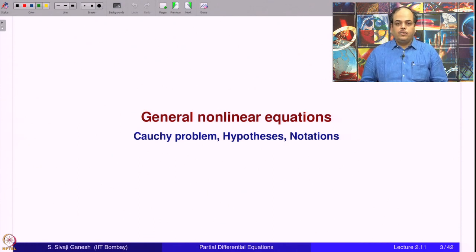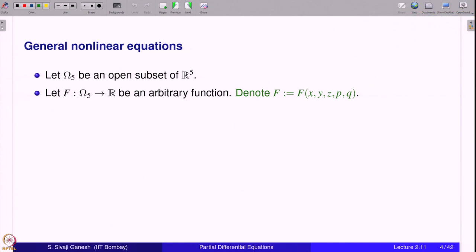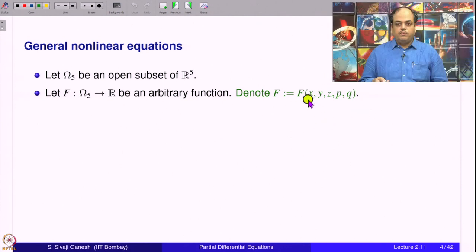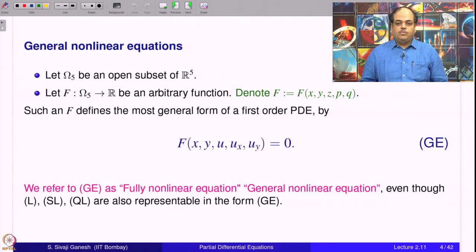So, let us recall the notations and various hypotheses involved in the Cauchy problem for general nonlinear equations. F is the function which is going to define the general nonlinear equation. The arguments of F have been written as x, y, z, p, q, so it is defined on 5-tuples lying in omega phi, which is an open subset of R^5. Such an F defines the most general form of a first order nonlinear PDE by F of x, y, u, u_x, u_y equal to 0.